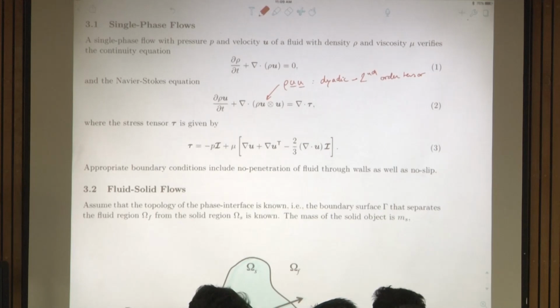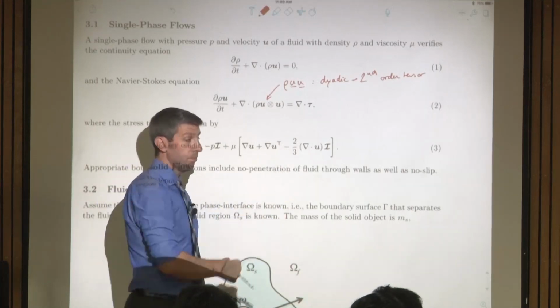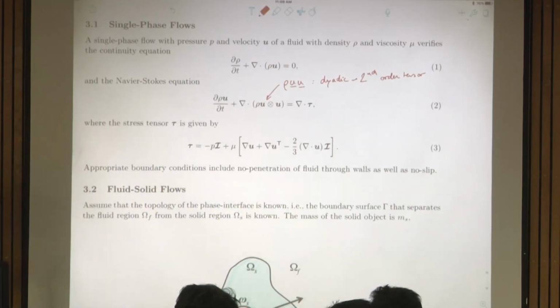Tau here is my stress tensor. It has the isotropic part, minus p times identity, plus mu times the symmetric part of the velocity gradient tensor. And because I've allowed for density to vary, I have to be careful and include the dilatation here. Okay? So that's my single phase starting point.